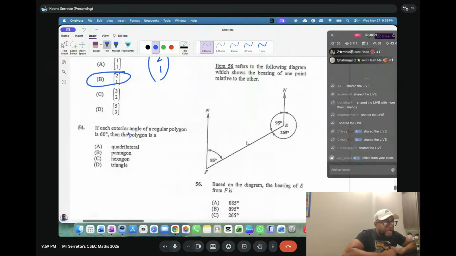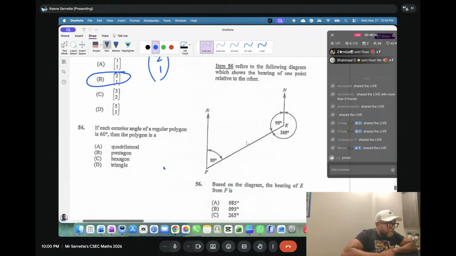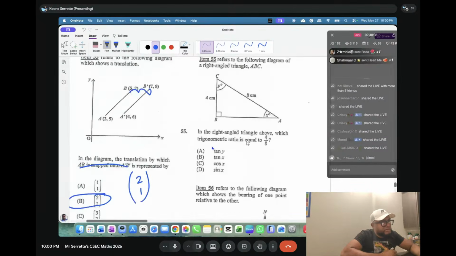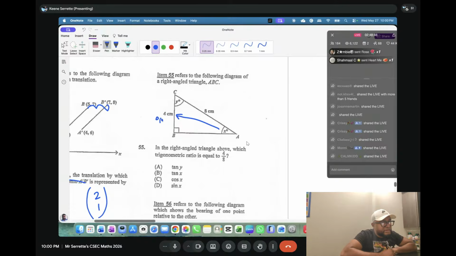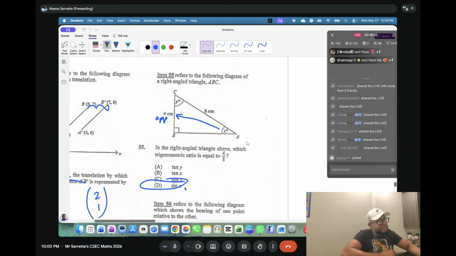If each exterior angle of a polygon is 60, then the polygon is a what? A hexagon. In the right angle triangle above, which trigonometric ratio is equal to this? Now do that same question.